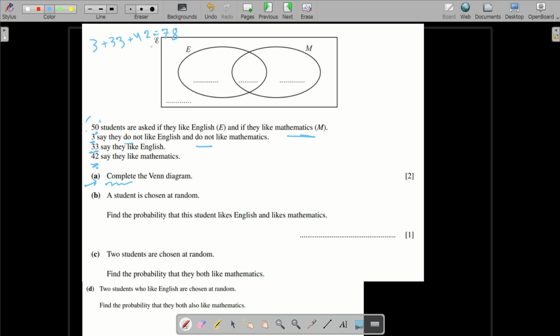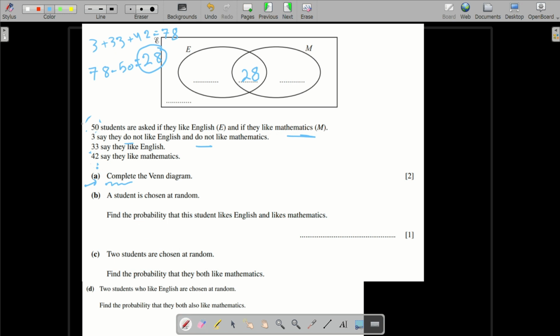This is way more than 50. Subtract it from 50, 78 minus 50. Subtract 50 from that number. And here the answer is 28. This 28 is the number of common students who like both English and mathematics. So here simply you are going to write 28. Always I recommend you to start with the intersection point. So don't forget that. Always you have to start with the intersection between the two sets. Now the rest will be very easy.